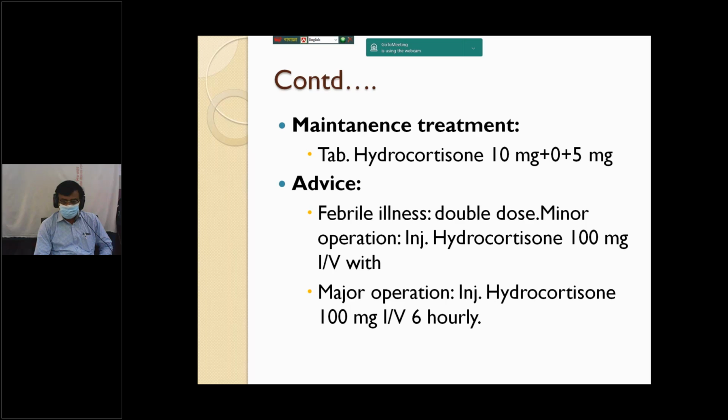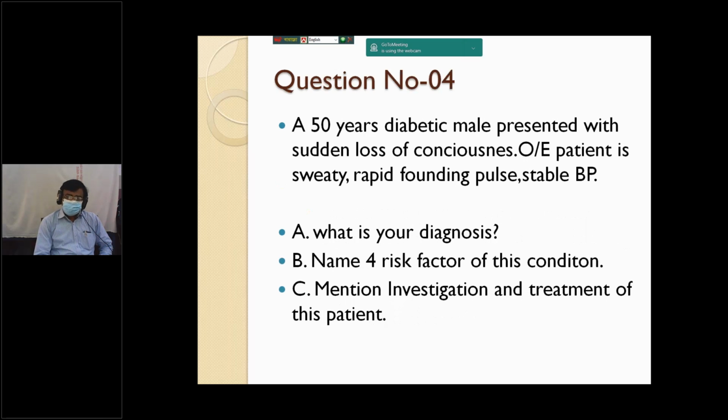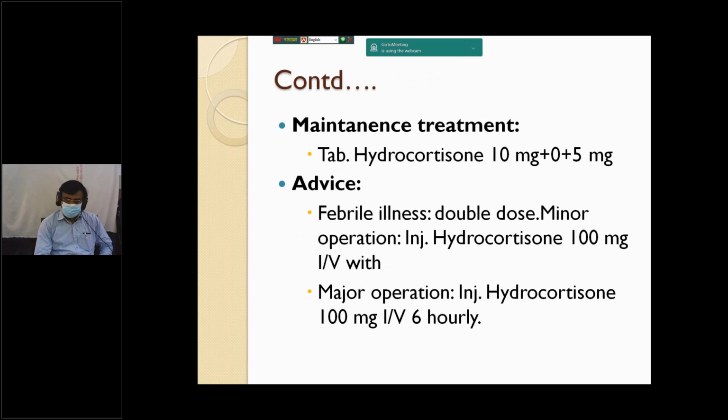And what advice you will give to this patient? In case of febrile illness, the steroid dose should be doubled. For minor operation, injection hydrocortisone 100 milligram should be given. For major operation, injection hydrocortisone 100 milligram 6 hourly should be given. And this patient should also carry a steroid card all along.